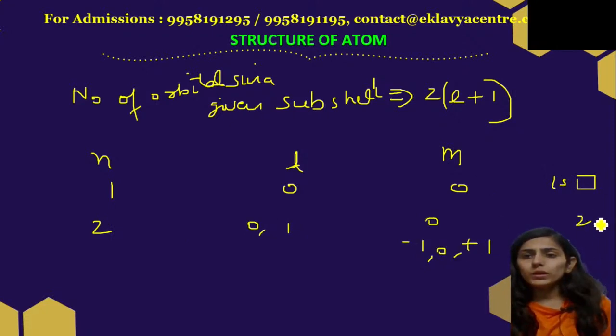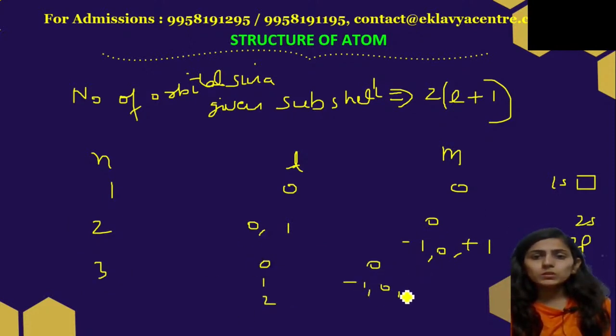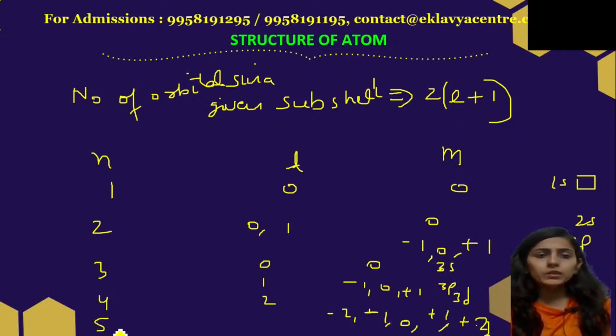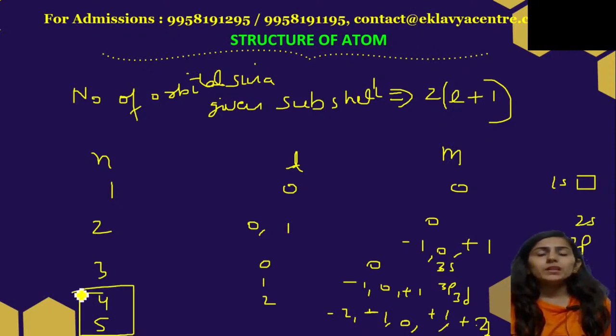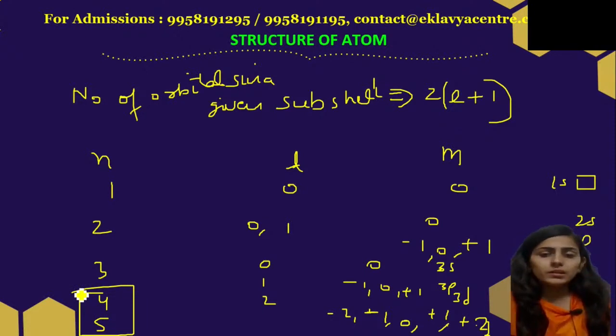So we have 2s and 2p. For n is 3, we have L as 0, 1 and 2. So 0; minus 1, 0, plus 1; minus 2, minus 1, 0, plus 1, plus 2, right? So we have 3s, 3p, 3d. The rest you can try by yourself. For values of n equal to 4 and 5, you can simply find the values of L and m, and also the names of the orbitals, like 4s, 4p, 4d, right?